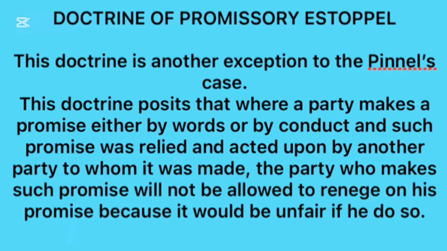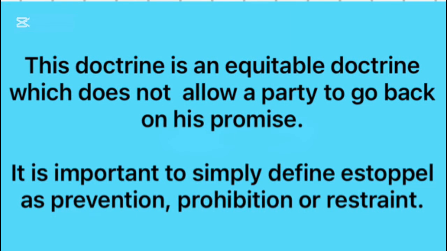Doctrine of promissory estoppel. This doctrine is another exception to Pinnel's case. This doctrine posits that where a party makes a promise either by words or by conduct, and such promise was relied and acted upon by another party to whom it was made, the party who makes such promise will not be allowed to renege on his promise, because it would be unfair if he did so. This doctrine is an equitable doctrine which does not allow a party to go back on his promise.